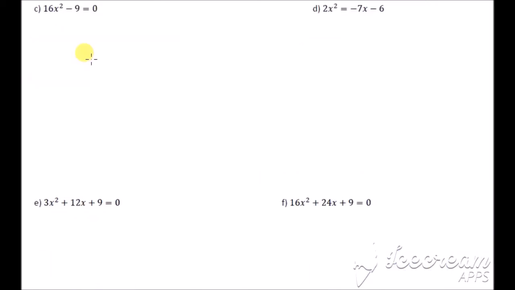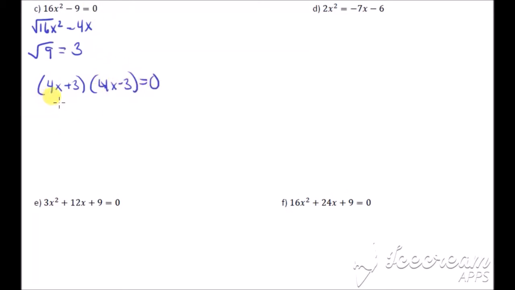Okay, let's keep going. So a little bit of a factoring review here. 16x squared minus 9. This is a difference of squares. So can we root 16x squared? Yep, it's 4x. Can we root 9? Yes, it's 3. So how we factor this is 4x plus 3 and 4x minus 3 equals 0. So now let's branch these off. We want to know when does 4x plus 3 equal 0 and when does 4x minus 3 equal 0. Those are the two situations.